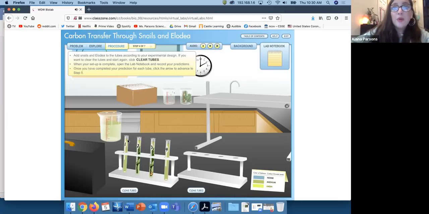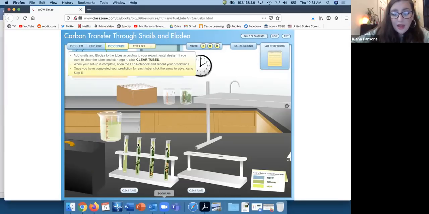So in test tube number 1, according to our experimental design, I've placed only the bromophile blue solution. In test tube 2, according to our experimental design, which is on page 1 of your lab handout, there are 0 snails and 1 elodea plant. In test tube 3, there's 1 snail and 1 elodea plant. And now I'm setting up our final test tube 4, with 2 snails and 1 elodea plant. So test tube number 1 is our control.